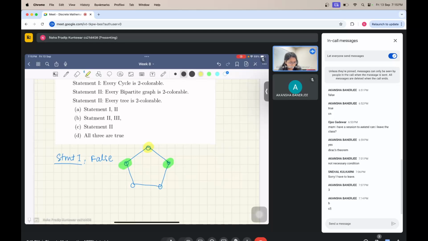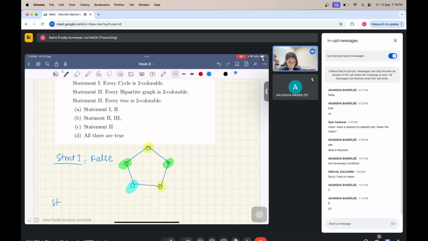Okay. So now you color this with yellow, but you can't color this vertex here with either yellow or green because both are neighbors. So you are forced to choose a different color, which is this. Right. So the first statement is clearly false.